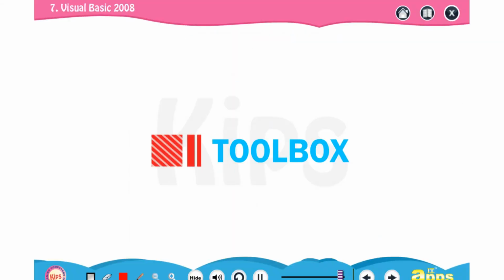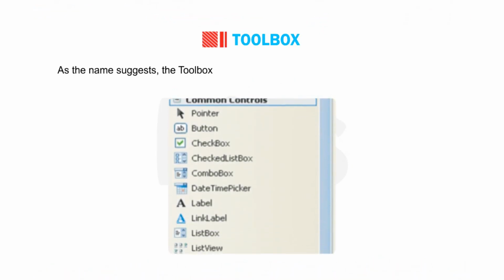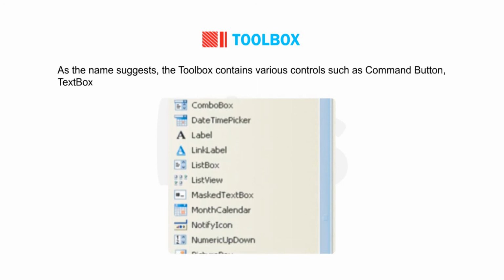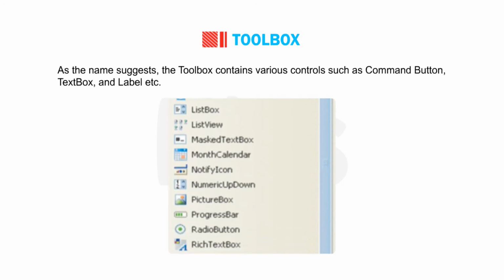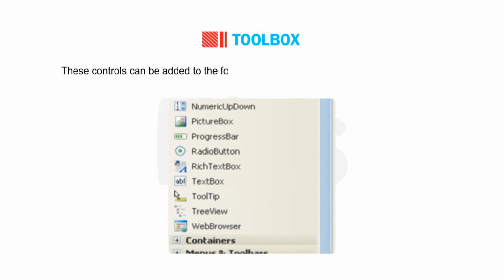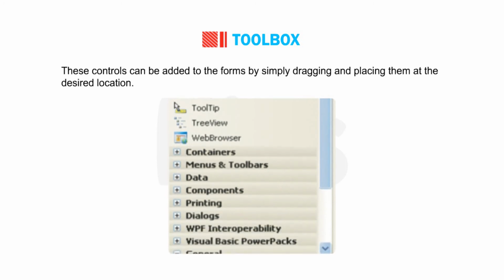Let us now talk about the toolbox. As the name suggests, the toolbox contains various controls such as command button, text box, and label, etc. These controls can be added to the forms by simply dragging and placing them at the desired location.